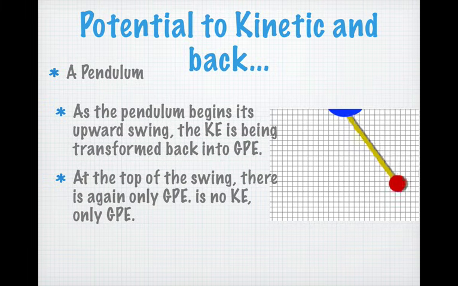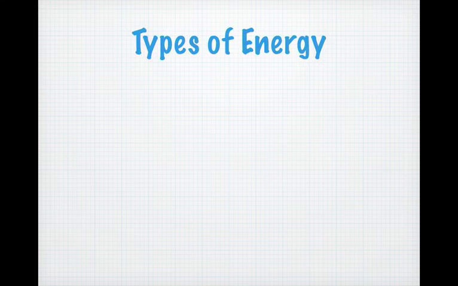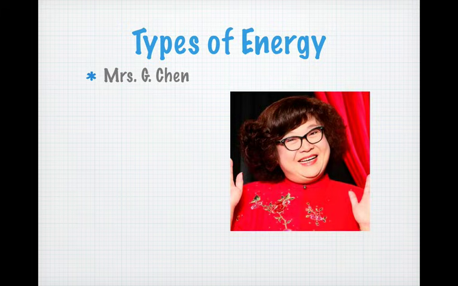Now that we are familiar with the 2 major categories of potential and kinetic energy, let's look at the subcategories of energy. It always helps to have something that will help you remember. So when we think about the types of energy, we have to think about Mrs. G. Chen. This is just a mnemonic device to help you remember.